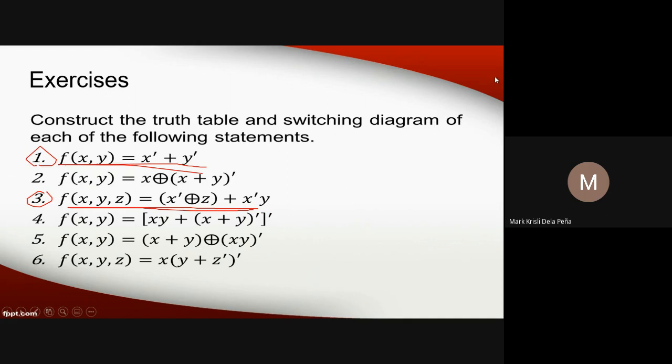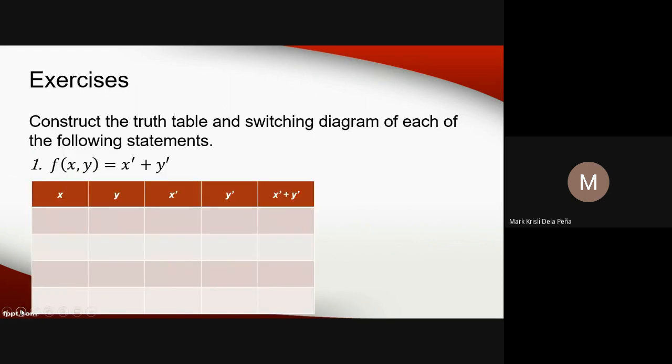So let's proceed to the next slide. Okay, the instruction is to construct a truth table and a switching diagram of each of the following statements. So we have to make a truth table first. Now we can create immediately the switching diagram, but let's do the table first so that we will be able to know the behavior of this circuit.